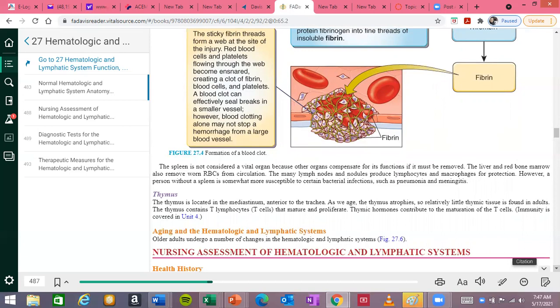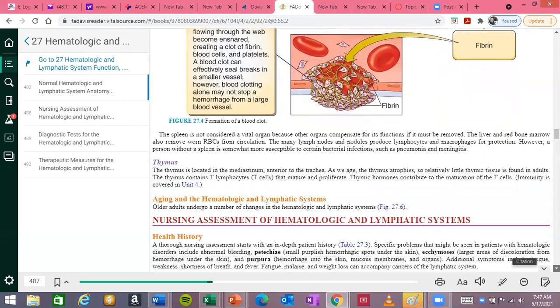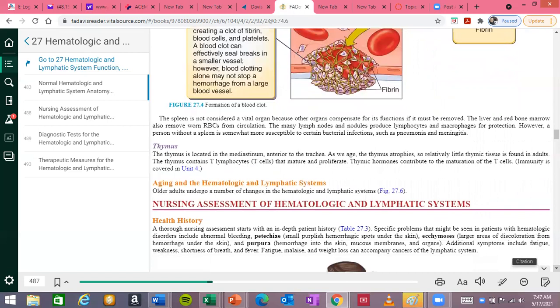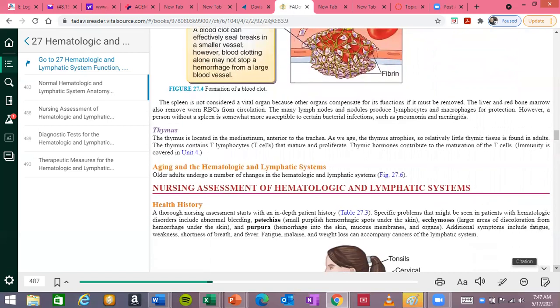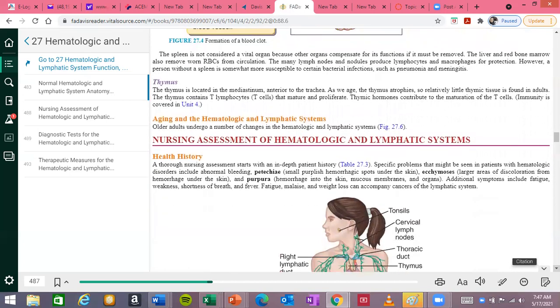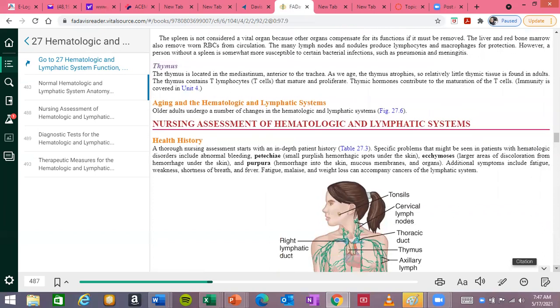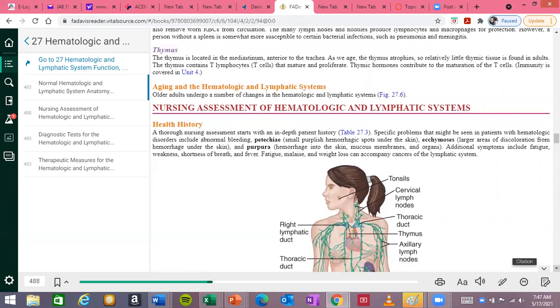And this just talks about the thymus, how the thymus gets smaller with age, and that we can live without a thymus as well. And the thymus contains T lymphocytes, T cells, and the T cells help with the immune system. So the thymus does have some impact on the immune system.